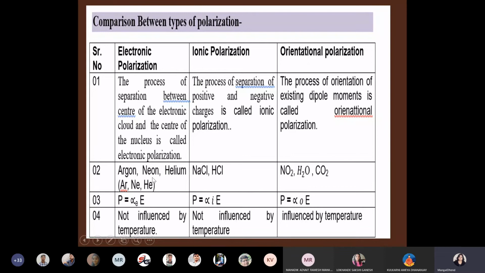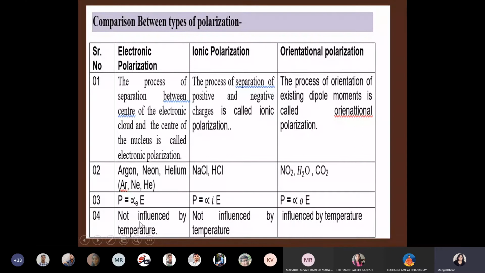Electronic polarization, rare gases, because the atom to atom distance is large, so atom to atom interaction is negligible. But here atom to atom interaction is considered because dipole moment is existing. Here also atom to atom interaction is considered. Now polarization is proportional to alpha E. So alpha, the constant of proportionality, is known as polarizability. So it is ionic polarizability, electronic polarizability, this is ionic polarizability and this is orientational polarizability.